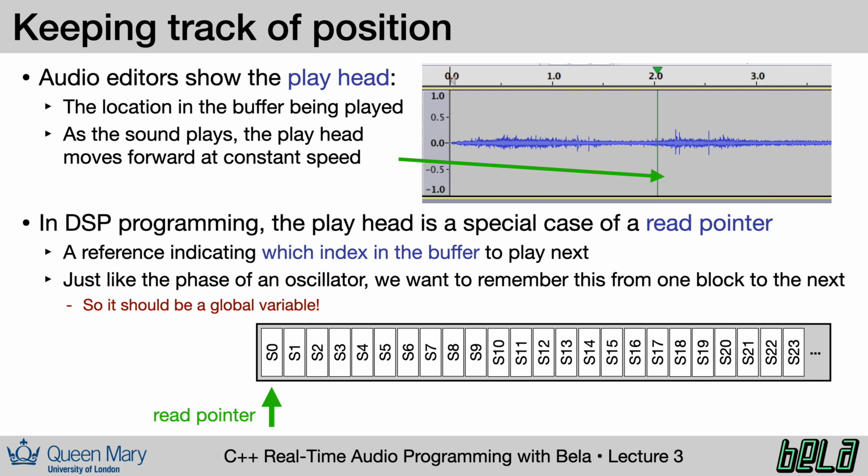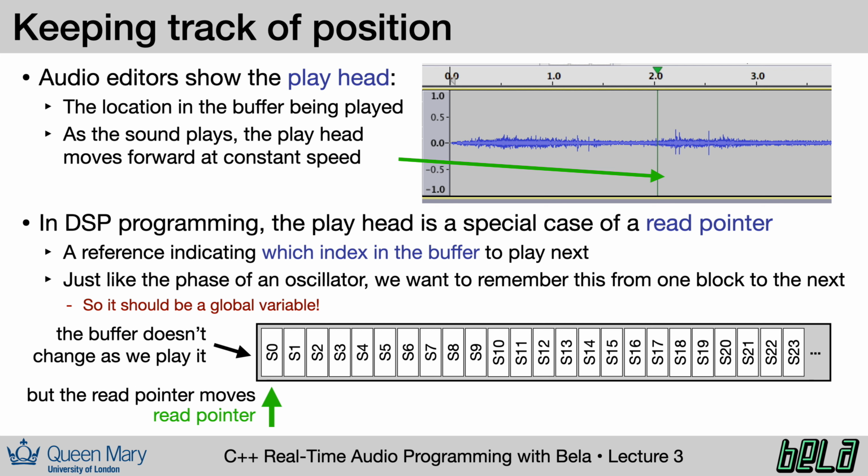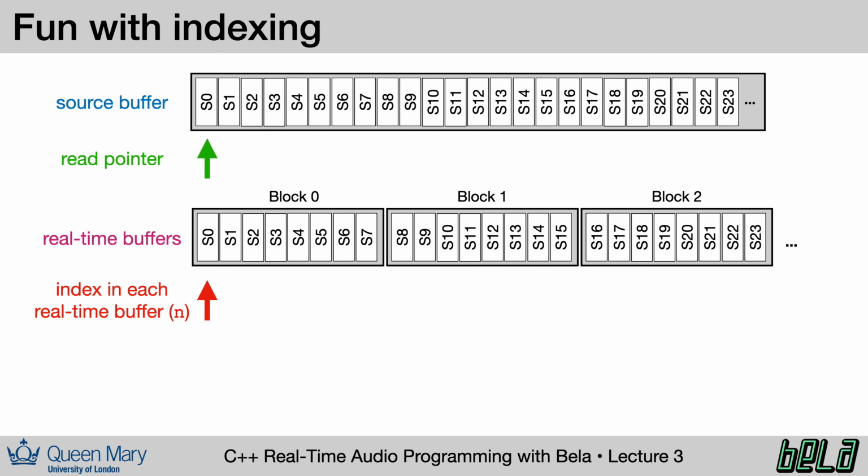The upshot was that the read pointer, like the source audio buffer itself, needs to be a global variable so it doesn't forget its value. And as we play the file, we don't actually change the contents of the buffer. What we do instead is have the read pointer move to keep track of where we're playing from at any given point in time. As we saw in the last lecture, this created something of a challenge in keeping track of the various buffers and indexes that were running around. Just to summarize briefly here, we had essentially two pointers or indexes that we were interested in.